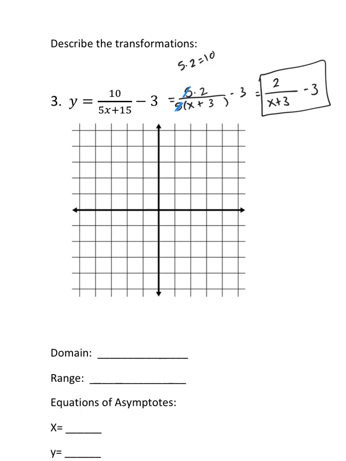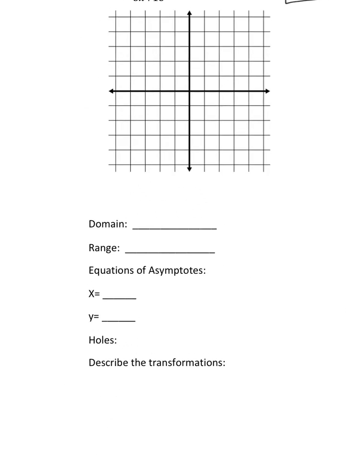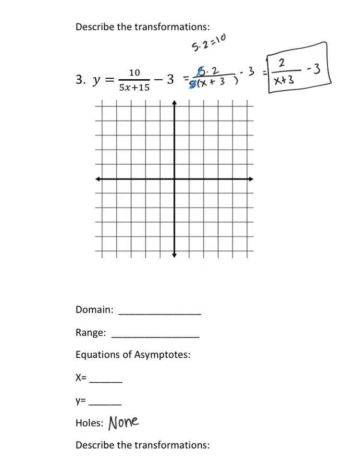As far as holes go, -5 or 5 is not a hole because it was not x plus a number or x minus a number. 5 is just 5. There's nothing I can do to make 5 equal to 0. So 5 or -5 is not a hole. So for holes, we have none because we didn't cancel any factors that were x plus a number or x minus a number, okay?